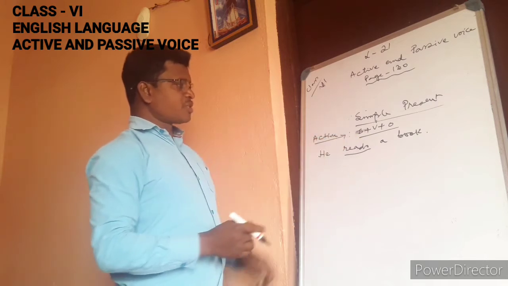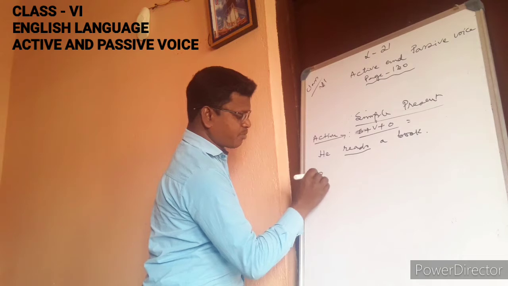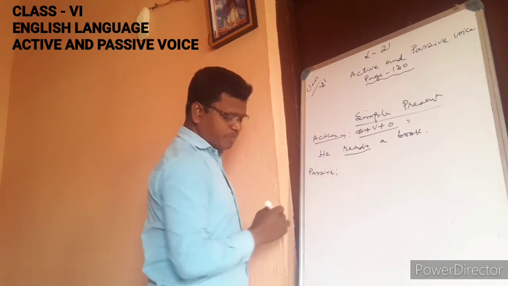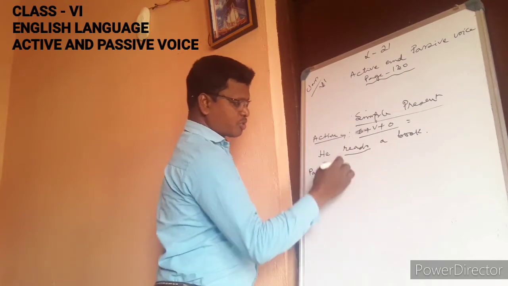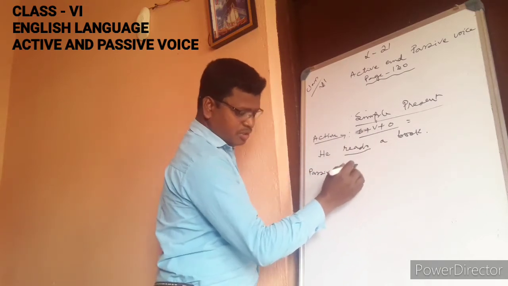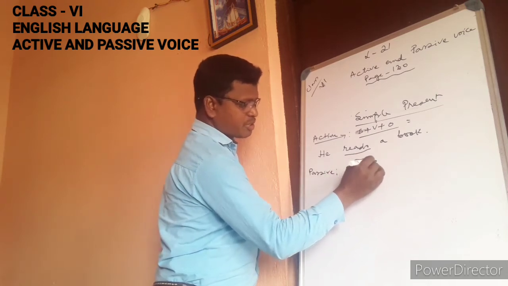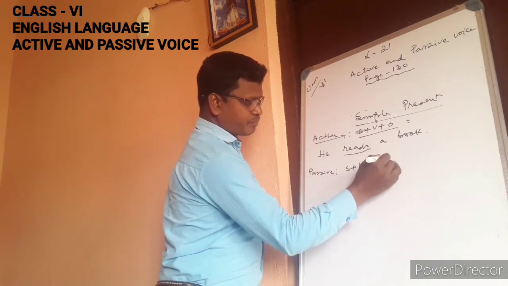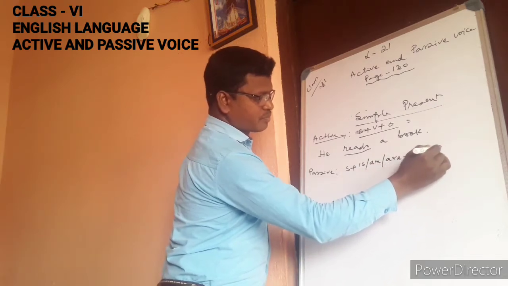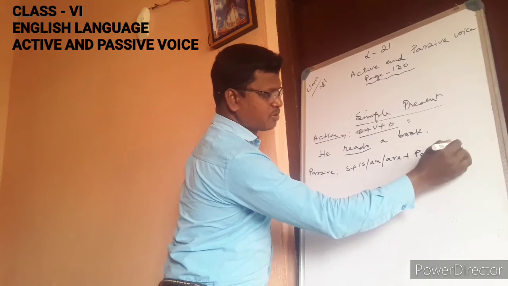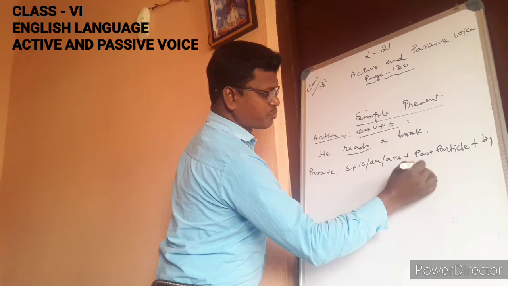Now when we change this into passive voice, it will be like this. I am just writing the pattern for you first. You see the pattern in which we are going to do it. Here also there will be a subject, then helping verbs is, are, am, then we will have the past participle of the main verb plus by plus object.